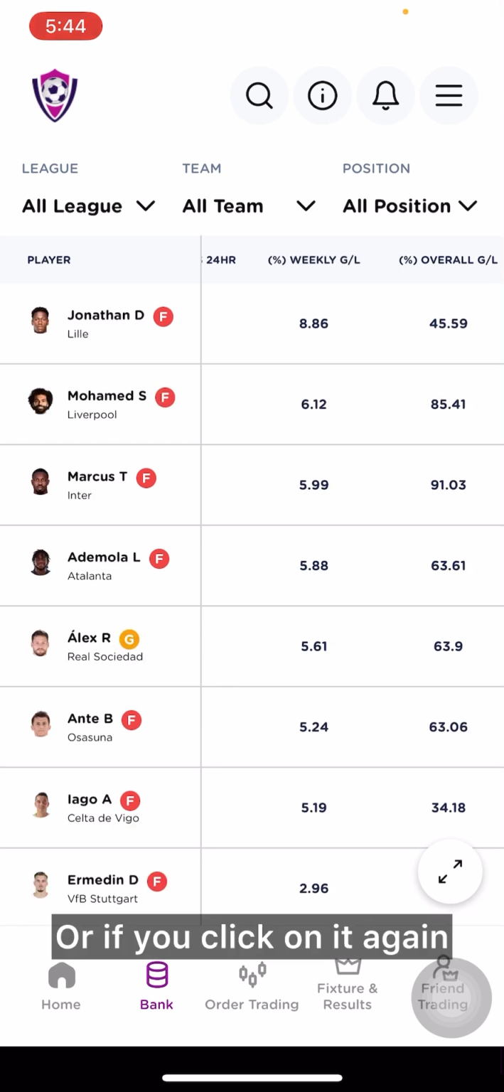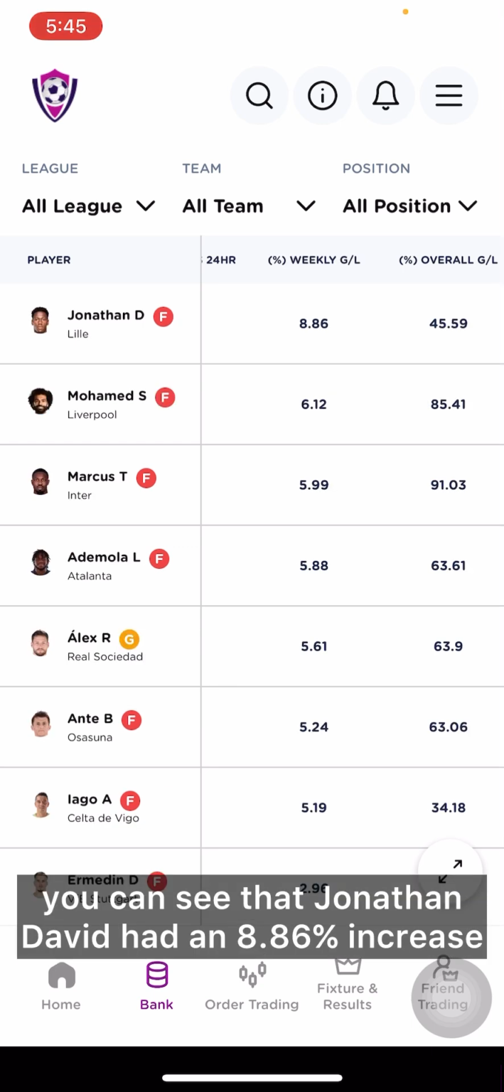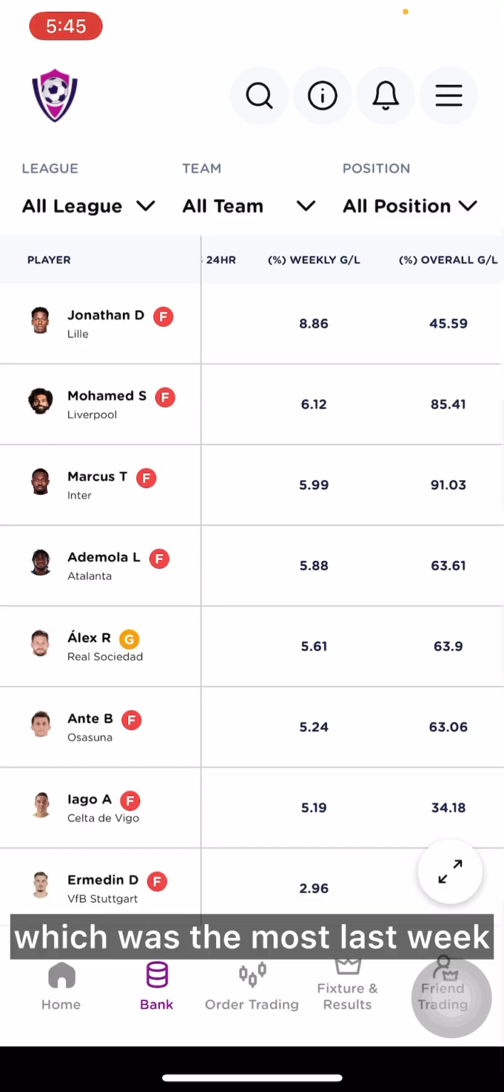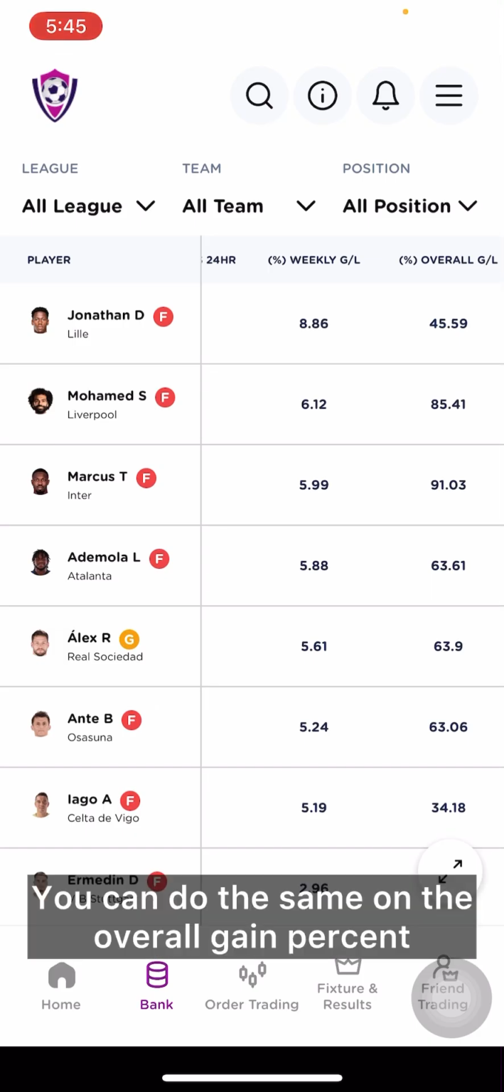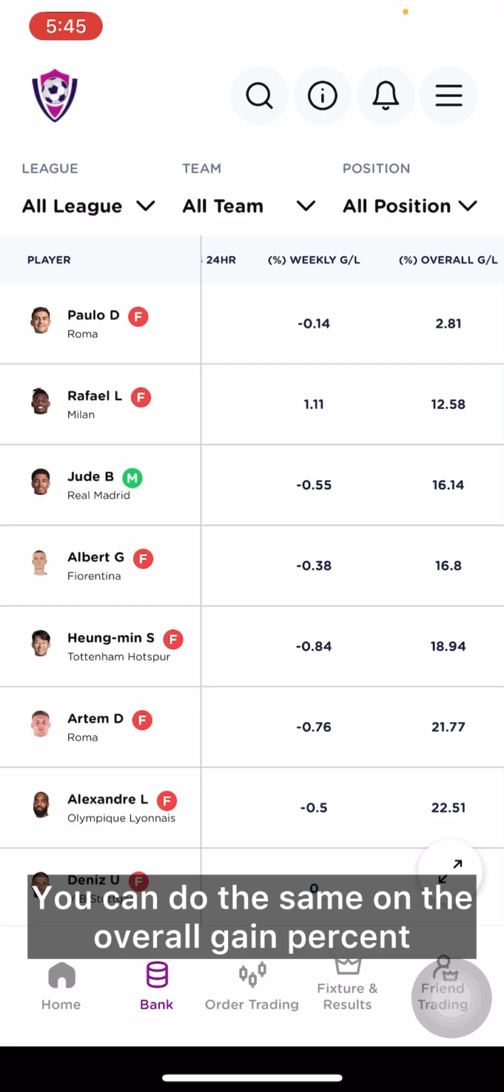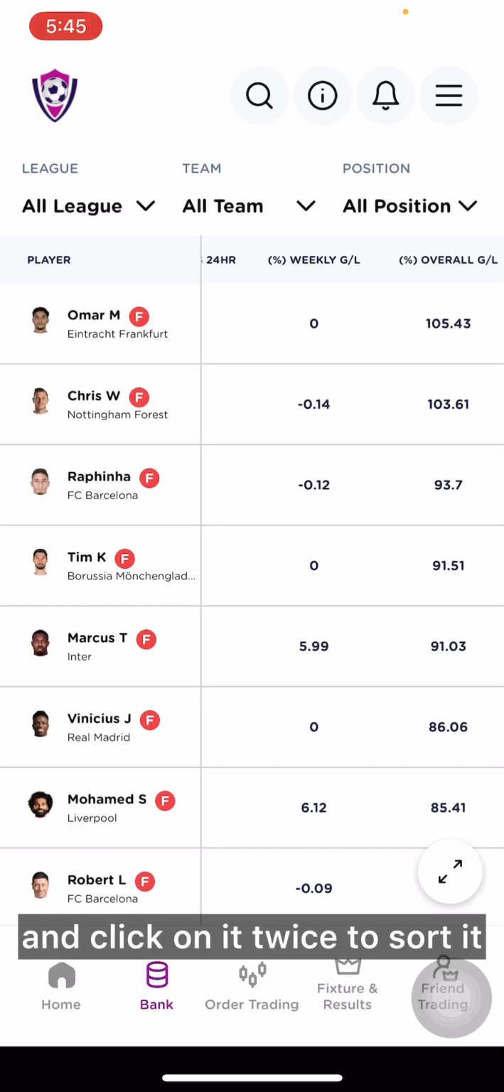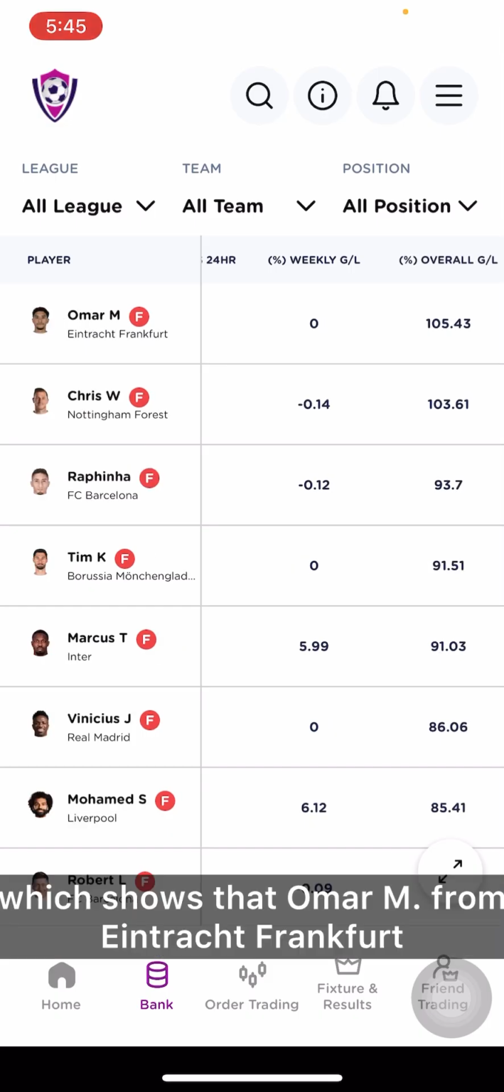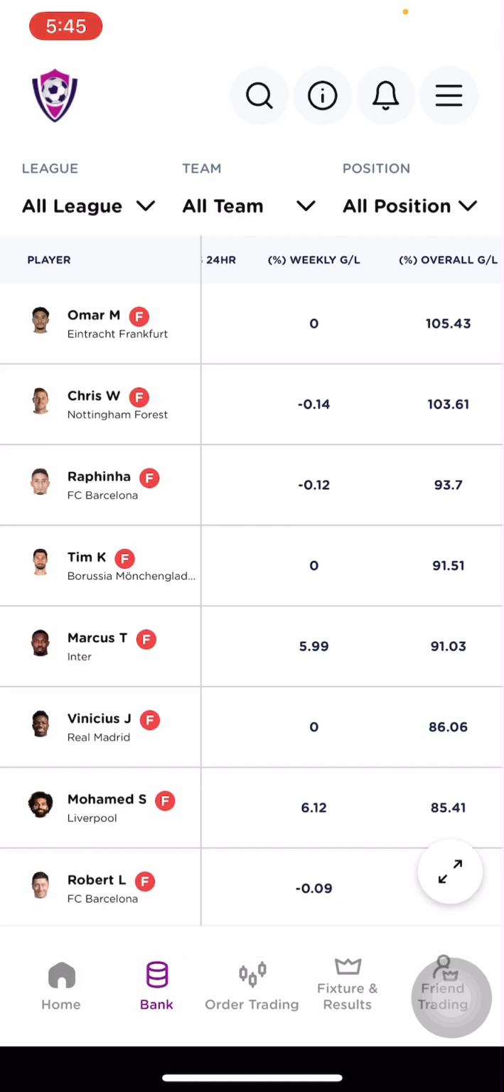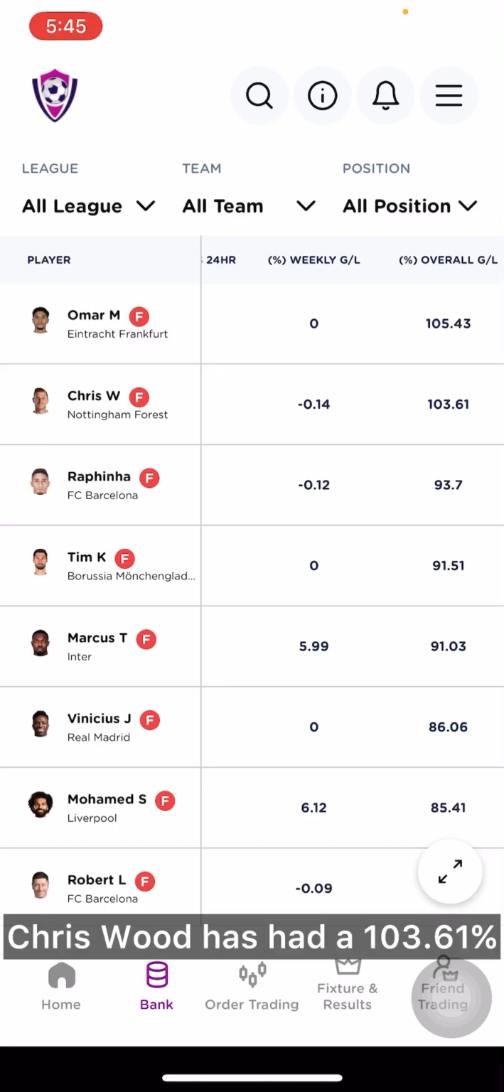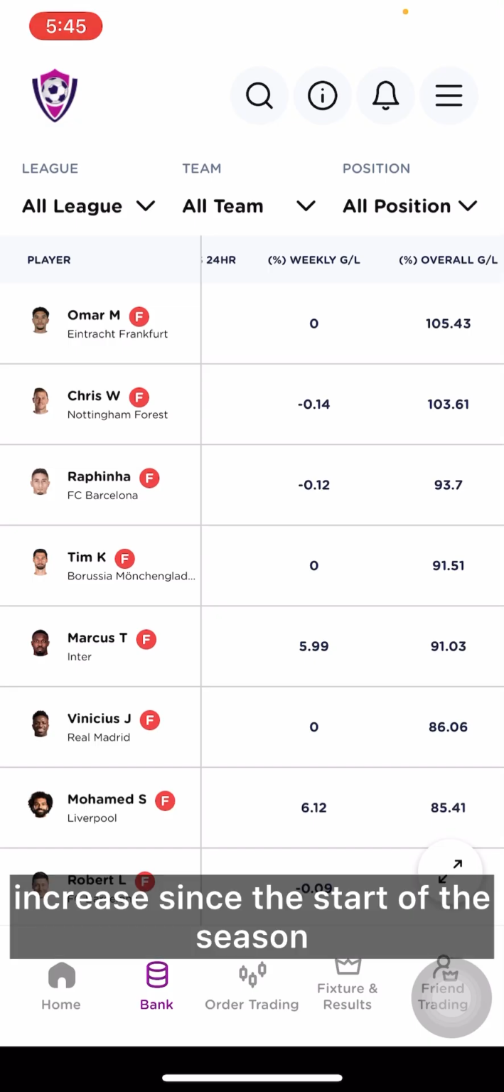Or if you click on it again, you can see that Jonathan David had an 8.86% increase, which was the most last week. You can do the same on the overall gain percent and click on it twice to sort it, which shows that Omar M from Eintracht Frankfurt has had a 105% increase. Chris Wood has had a 103.61% increase since the start of the season.